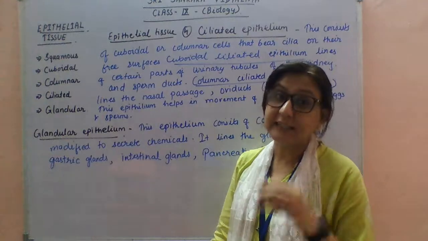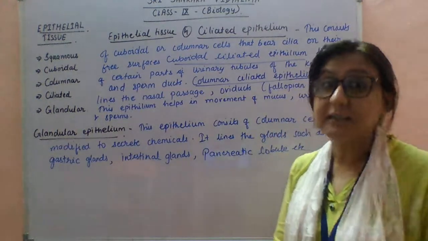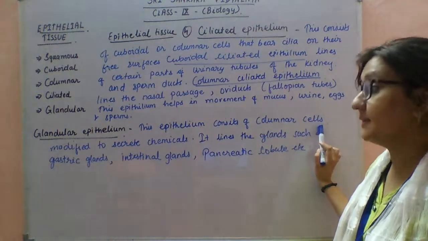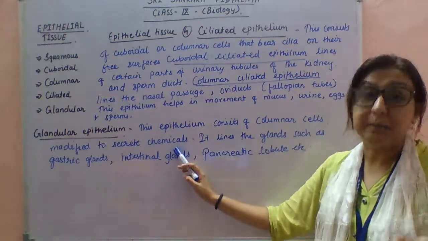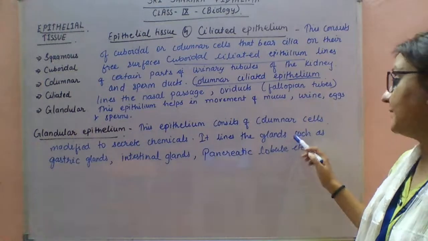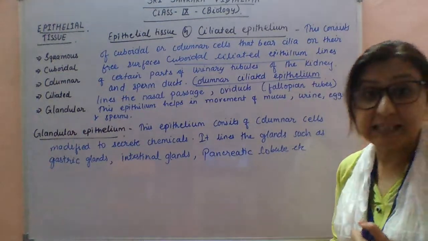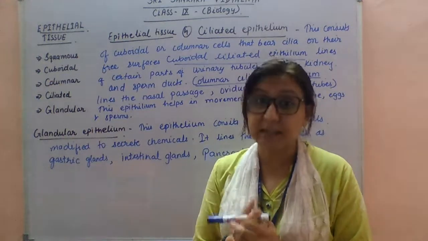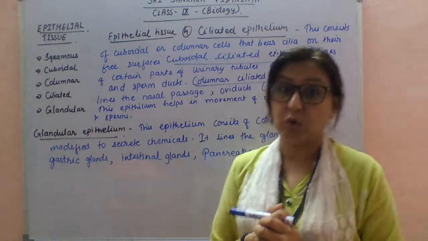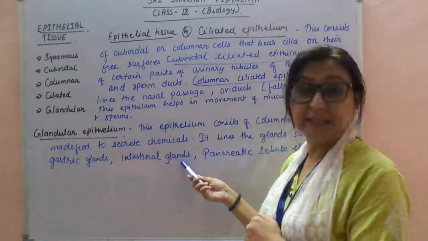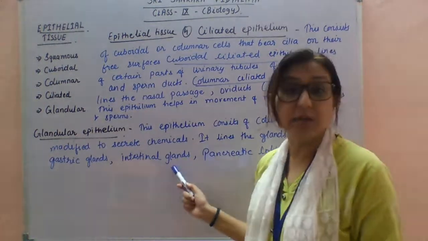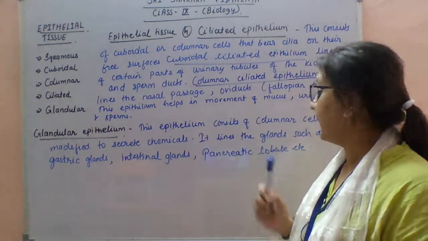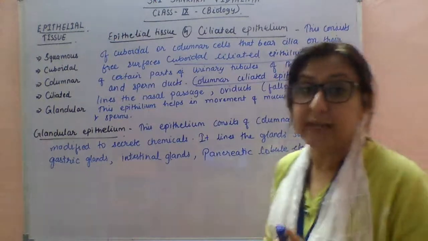So last is glandular epithelium. As the name suggests, it definitely comprises glands. These also consist of columnar cells modified to secrete chemicals. These line glands such as gastric glands. Gastric glands are present in the stomach. They release chemicals which help in the breakdown of food. Intestinal glands are also helpful in the further digestion of food, and so are pancreatic lobules, etc.